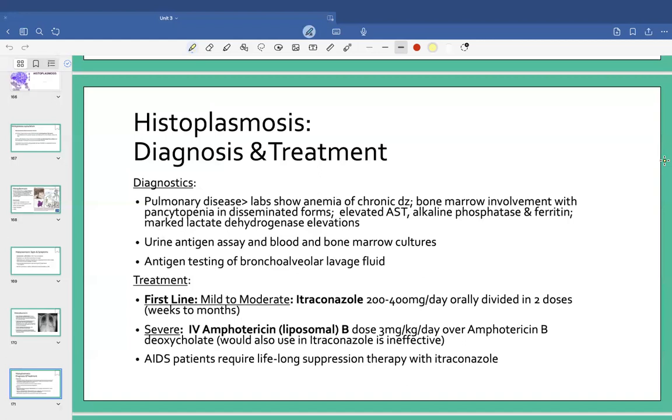AIDS patients require lifelong suppression therapy with itraconazole. So see the pattern. For the AIDS patients, they need maintenance therapy. Histoplasmosis, they need maintenance therapy. For patients that are not HIV positive, you can stop the antifungals once your chest X-ray is clear.